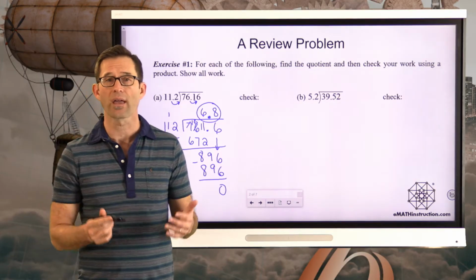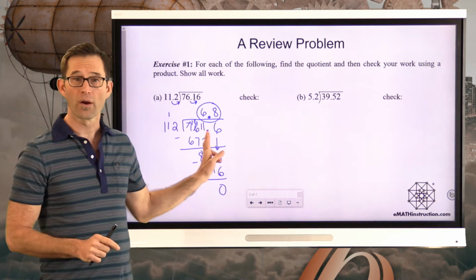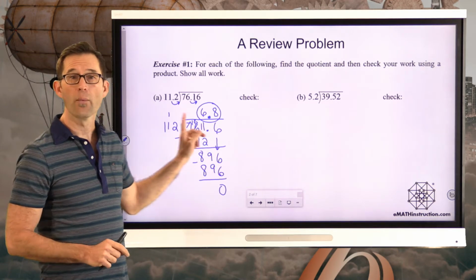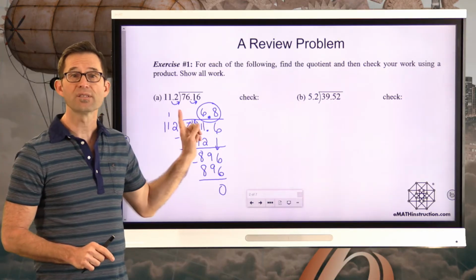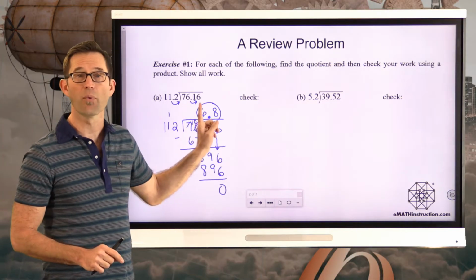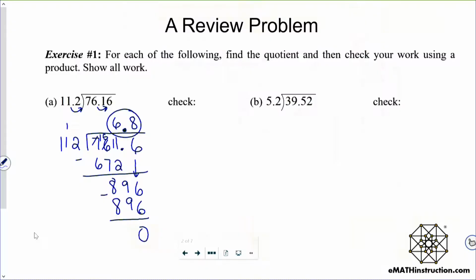Now, how do we check the results of division using multiplication? Well, we take our result, 6.8, and we multiply by what we were dividing by, 11.2, to see if we get 76.16. So literally, our check is the following: 11.2 times 6.8.